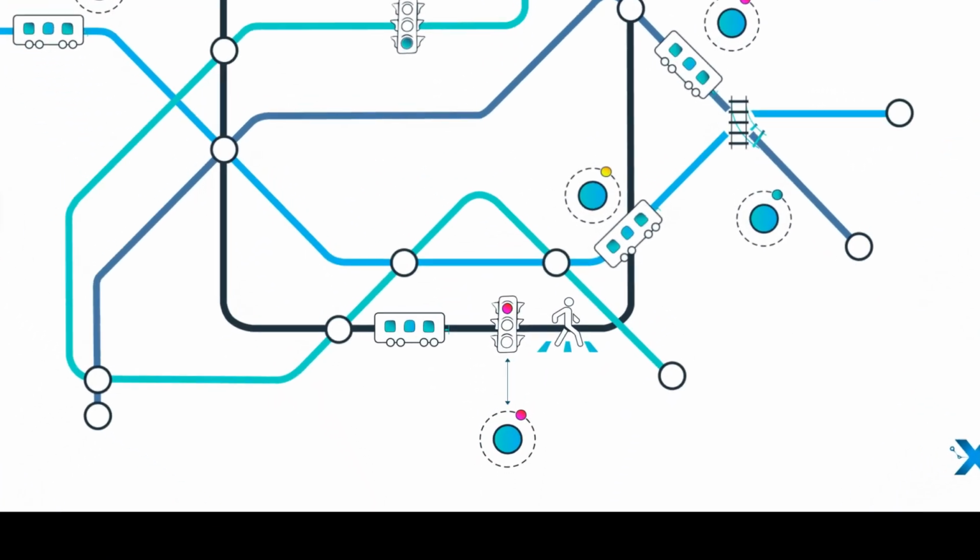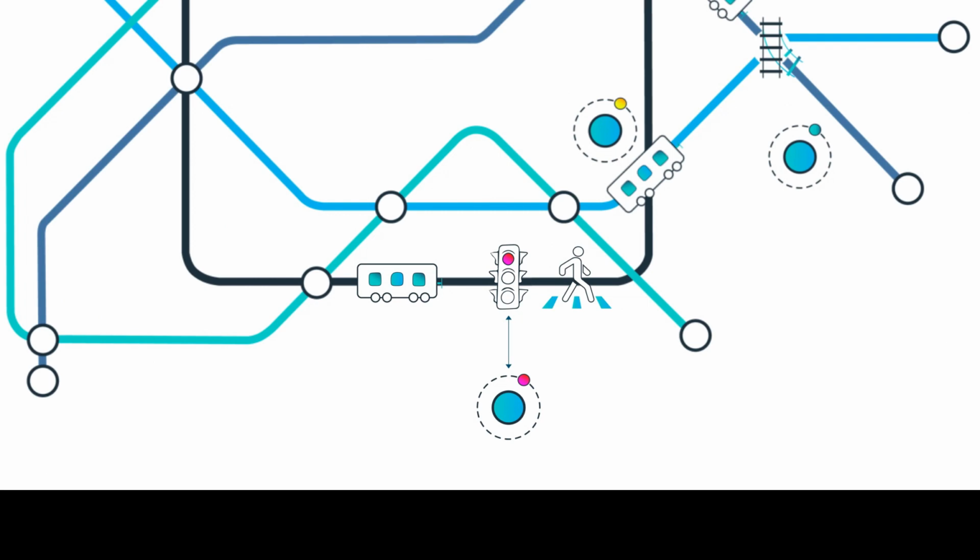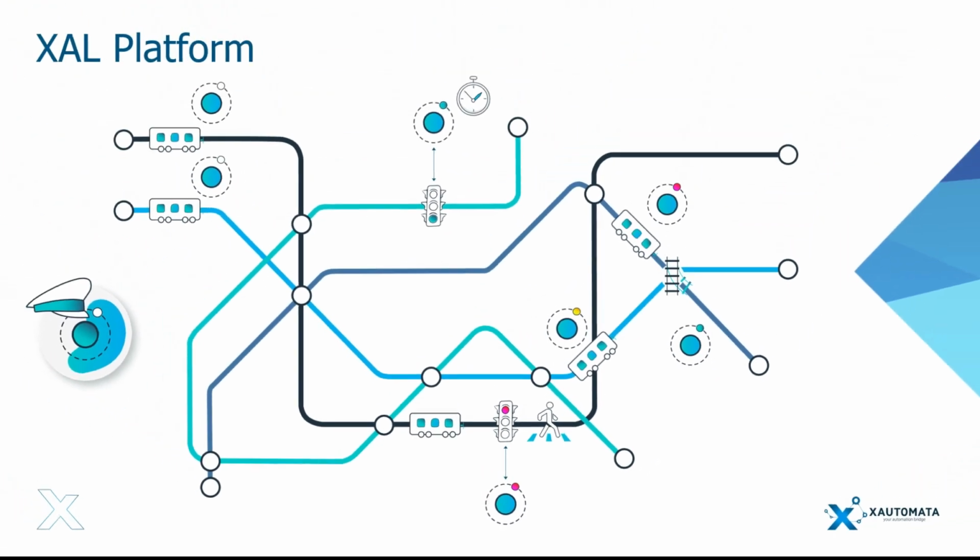Second, the system is event-based. Time is not the only factor. Events also trigger automaton actions. Based on programmed conditions, an automaton may switch a traffic light early for an incoming person.